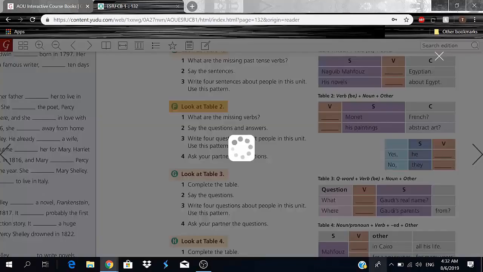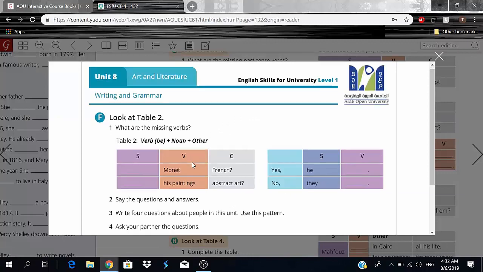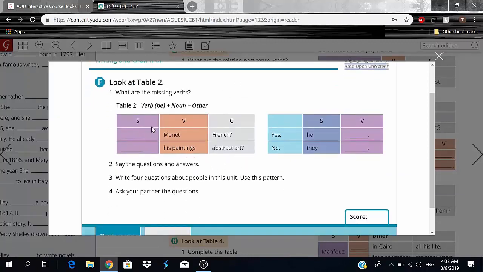Now let's go to table 2, exercise F. Same exact thing, but now the verb will be in the beginning. You get the idea once I start. So we have dash Monet French, as in it's a question. I could use the verb to be in the past or in the present. Both work as part of asking a question. So instead of making a statement like Naguib Mahfouz was Egyptian, if I want to ask about Monet's nationality, I could say, was Monet French? You see what I did there?